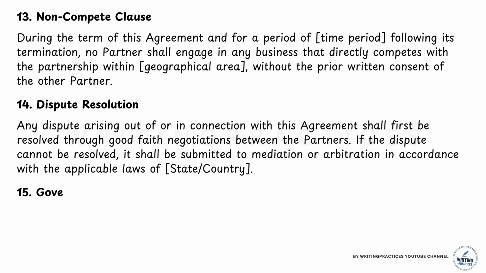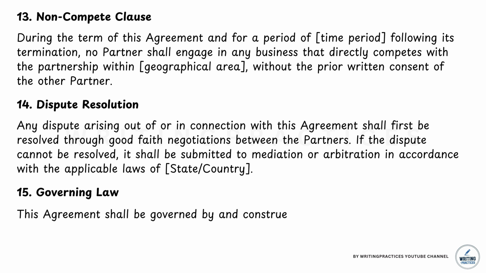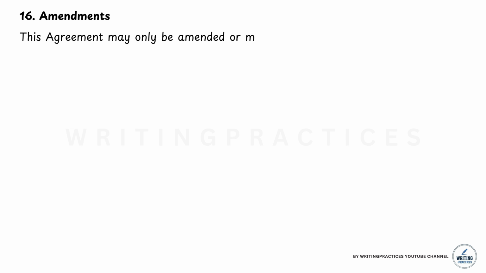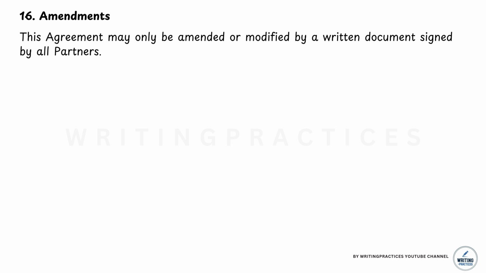Point number 15. Governing law. This agreement shall be governed by and construed in accordance with the laws of state country. This section states which laws apply. You need to specify the location. This is important because legal rules differ, and this ensures clarity in case of disputes. Point number 16. Amendments. This agreement may only be amended or modified by a written document signed by all partners. Here, you explain how changes can be made. This is important because it prevents informal changes. Legally, it ensures all modifications are properly documented.